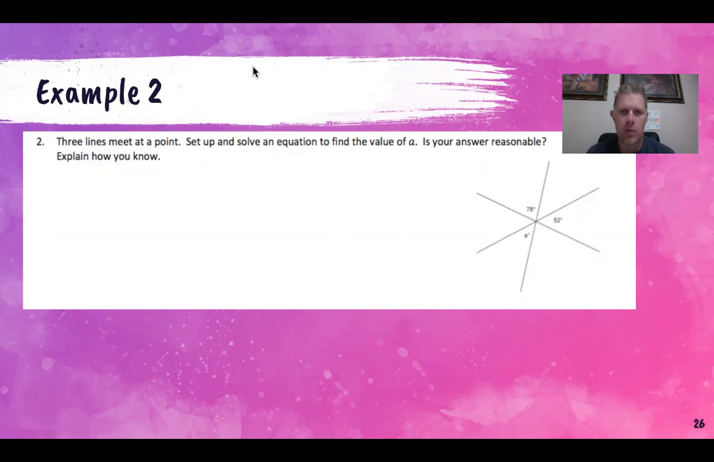Okay, let's take a look at this. I want to find out what angle a is. Set up and solve an equation. Since the lines intersect, I know that these lines meet at a point, and here's my point. There are two ways of doing this. You could look at it as this angle and this angle being the same, so that means this must be 52.